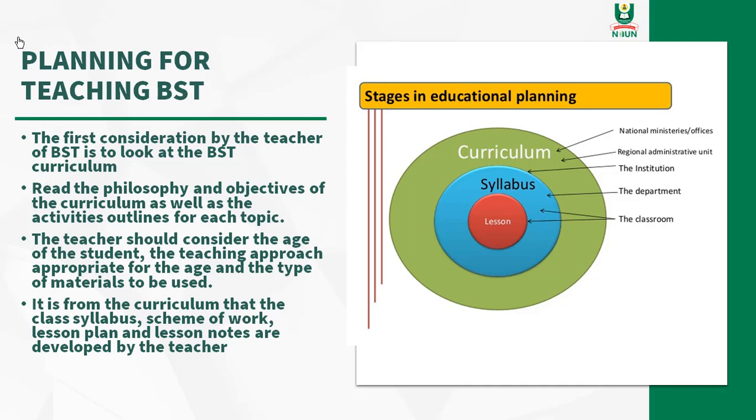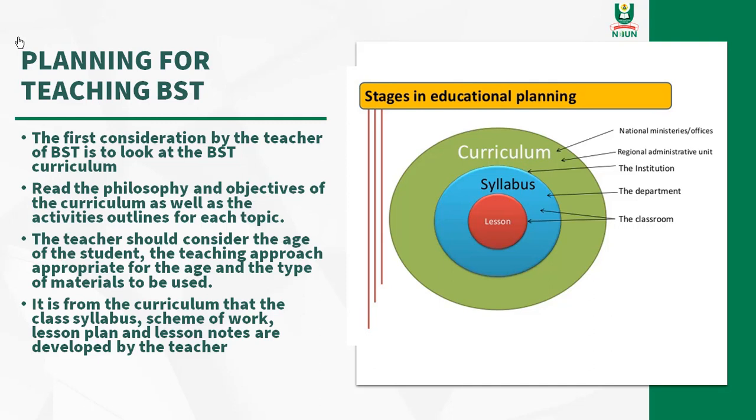Now you need to plan for the teaching. You plan for the teaching of basic science and technology. When you are planning, as a teacher, you will be given the curriculum document for that particular class. The curriculum is just the totality of the experience a student is supposed to acquire in an institution. When you are given this curriculum of basic science and technology, as a teacher, it is your responsibility to look at the philosophy and objectives of this curriculum.